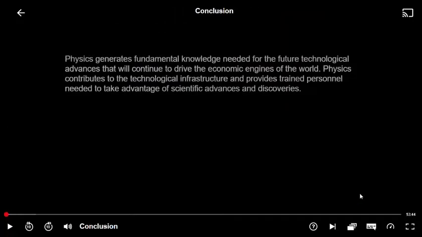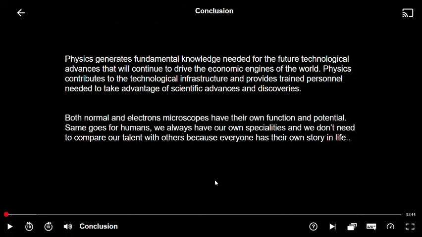So that's all from our group, and for the conclusion, both normal and electron microscopes have their own functions. Just like humans, we have our own specialties and we don't need to compare our talents with others because everyone has their own stories.